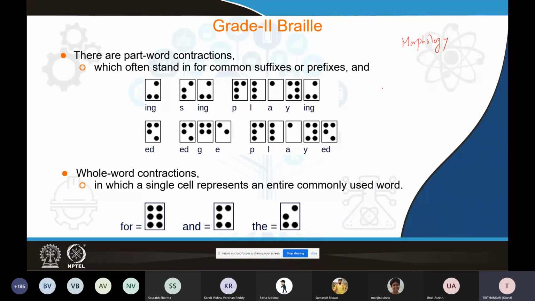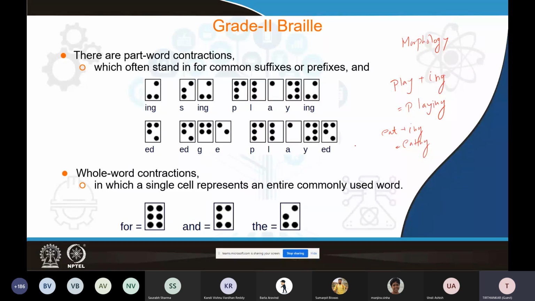So when I am writing the word play, and I am attaching a suffix like ing, play is a verb. When I attach a suffix like ing, it forms a new word called playing, which is again a verb in its continuous form, right? Similarly, eat attached with the suffix ing forms eating in a continuous form.